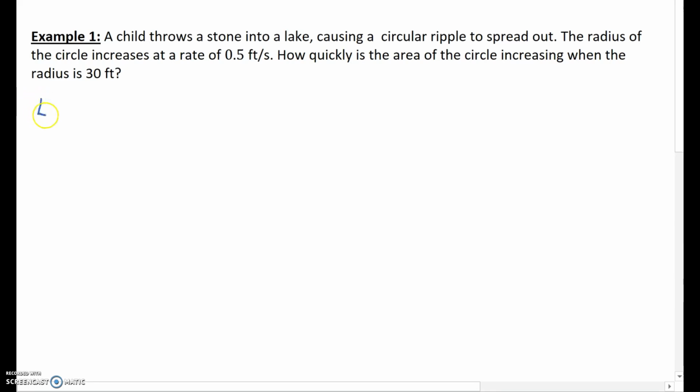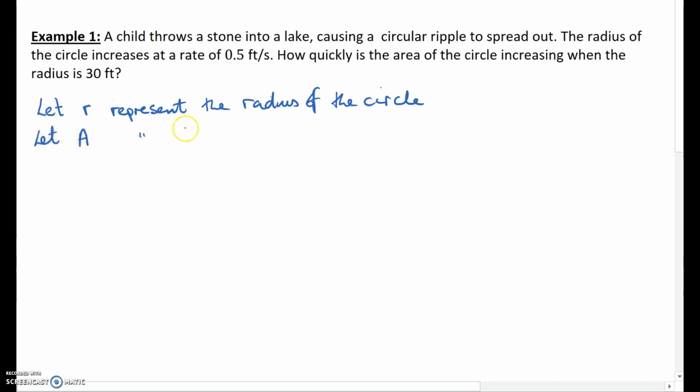So let R represent the radius of the circle, and the other thing we're talking about here is the area of the circle. So let A represent the area of the circle. Okay. And it's a good idea to set out at the start exactly what your variables are going to represent.